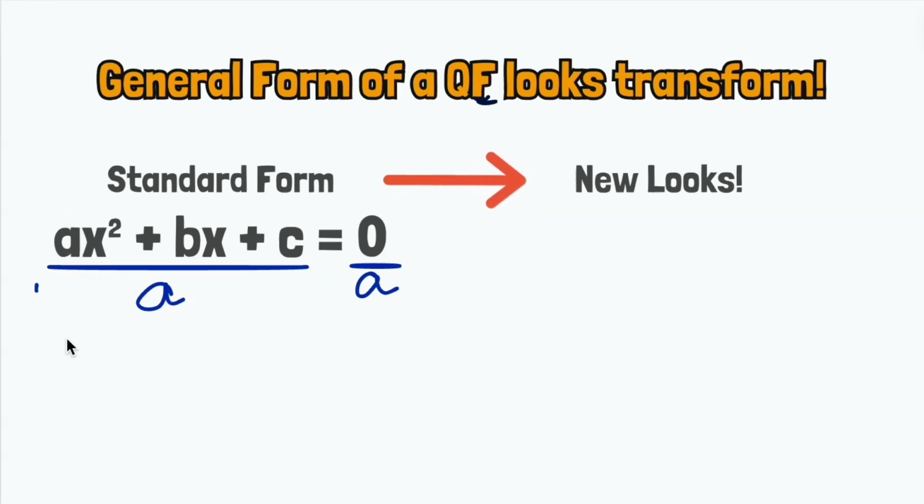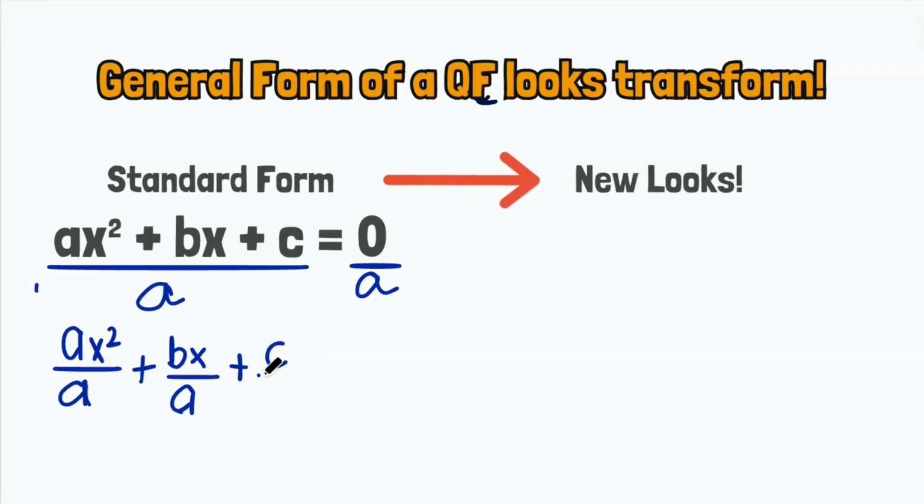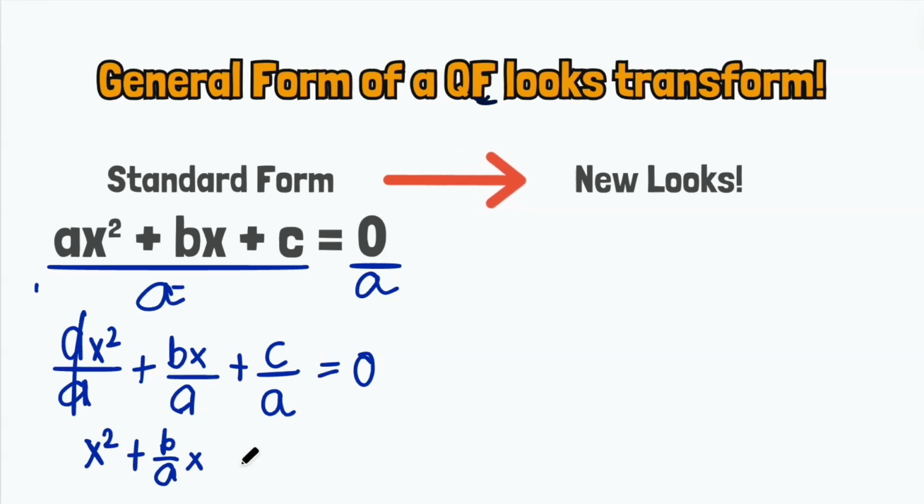By doing that, we have ax squared over A, plus bx over A, plus C over A as well, equals 0 over A, that is 0. I just separated these three terms, but their denominator is still A. Now, we can cancel this out and make it 1, because A divided by A is 1, which leaves us x squared in this part, plus B over A x, that is the second, and the third, we have plus C over A equals 0.